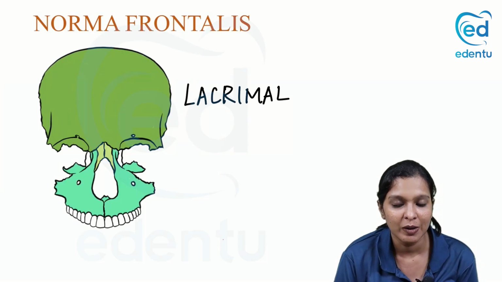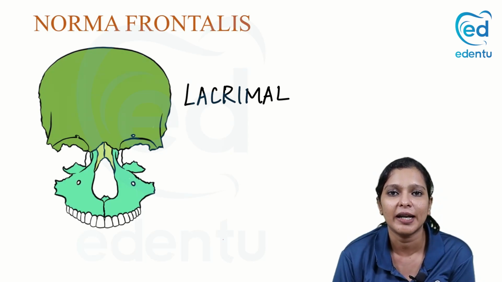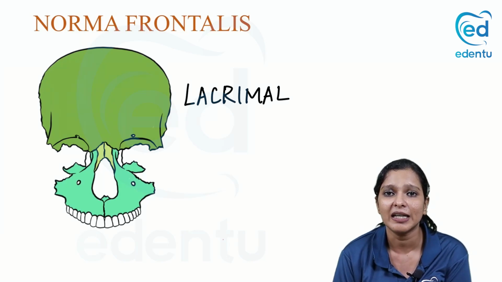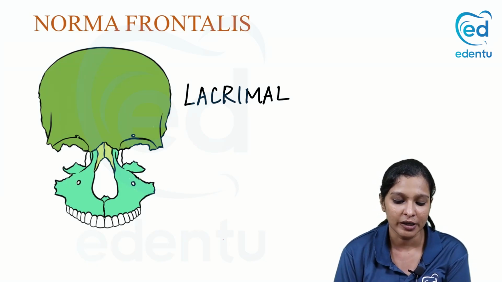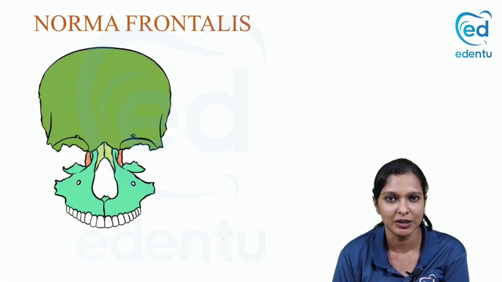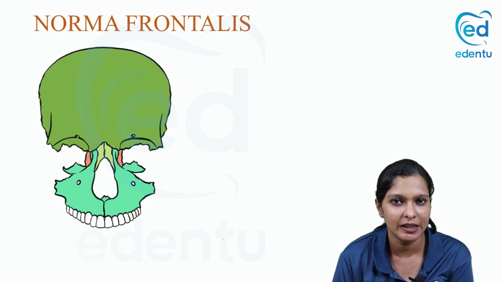Now, we'll move on to the next bone. That bone is called the lacrimal bone. It is called so because it is related to something called the lacrimal sac. It's a very small bone. Only this much is there. It is visible only in the anterior view.